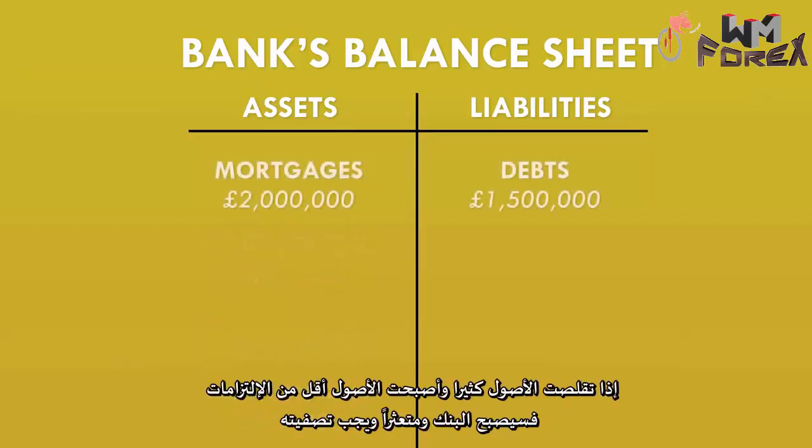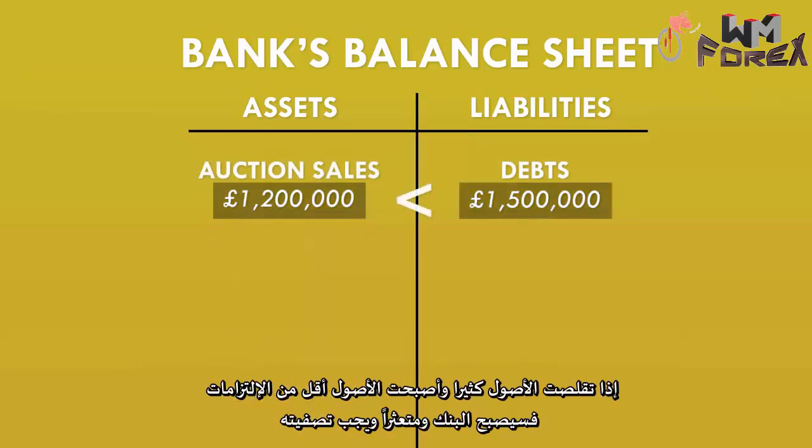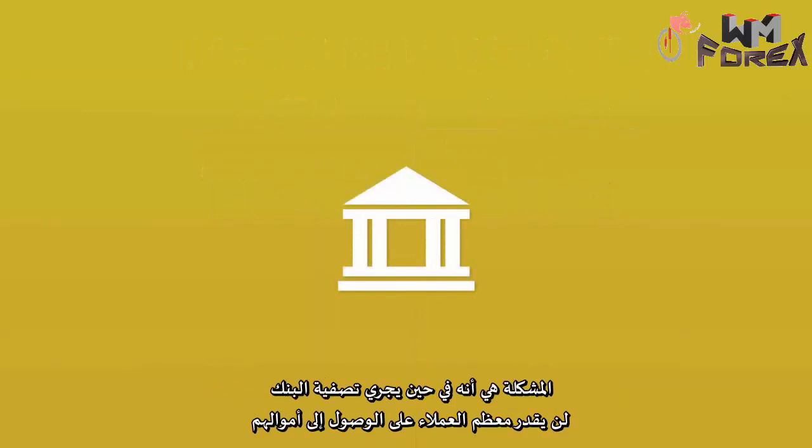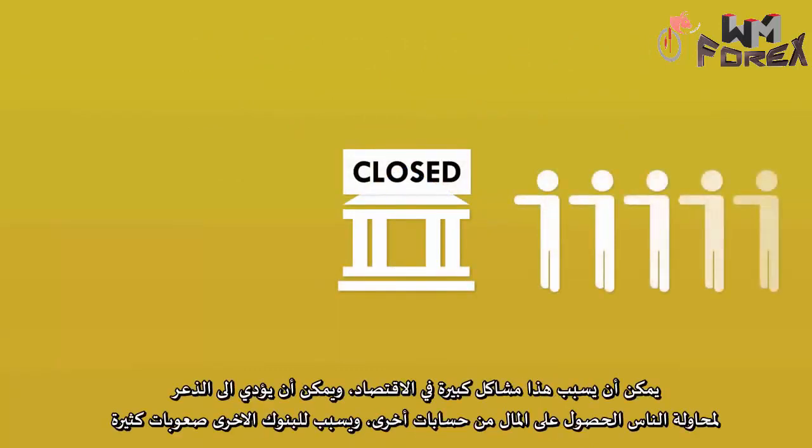If the assets shrink so much that the bank's assets are less than its liabilities, then the bank is insolvent and should be liquidated and shut down. The problem is that while the bank is being liquidated, most customers will be unable to access their money. This can cause big problems in the economy and could even trigger a panic that leads to people trying to get money out of their other accounts, causing those banks to have difficulties too.